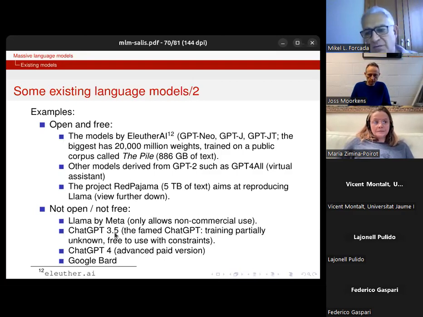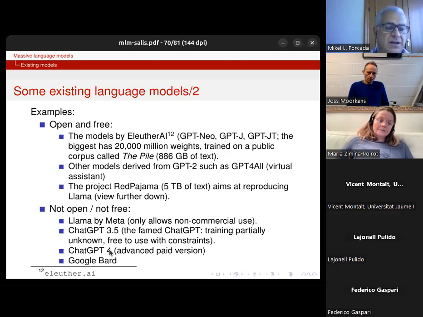ChatGPT 3.5, which is the one most of us use for free when we go into OpenAI. ChatGPT 4 is the advanced paid version, and I haven't played with it. And Google Bard, which is available to anyone with a Google account, and it's an interesting competition to ChatGPT, although very different.